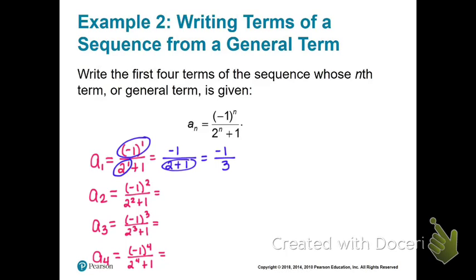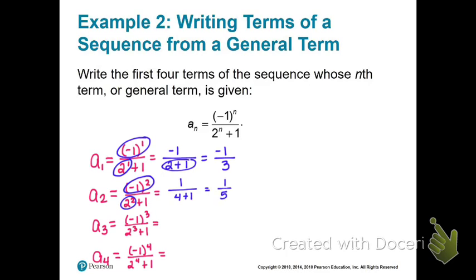When I do the second one there, we have negative 1 squared, which is 1, over 2 squared, which is 4, plus 1. And so we get 1 over 5.